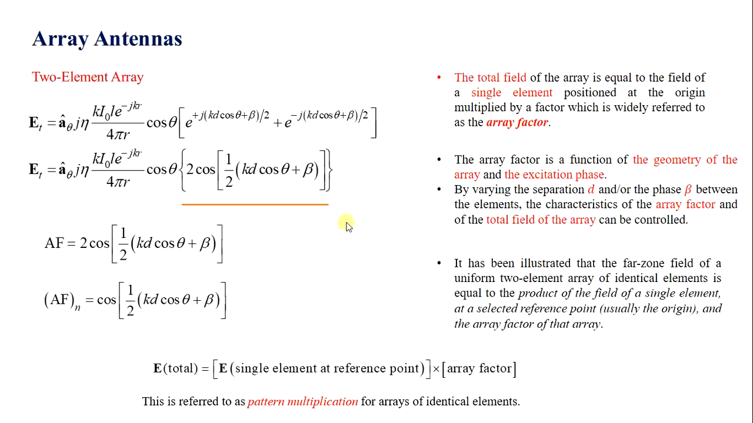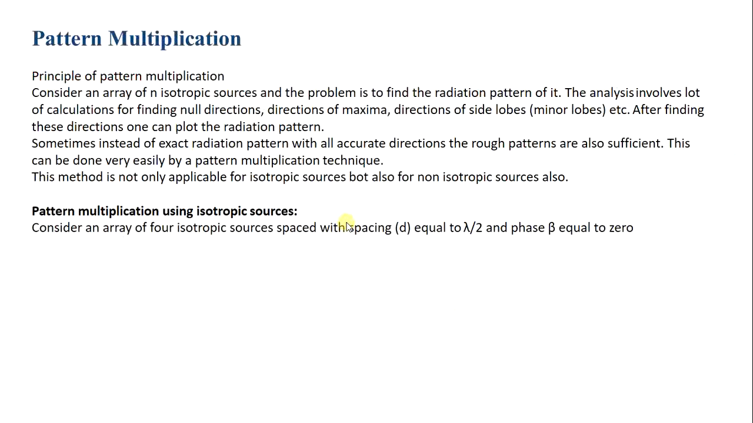Each array has its own array factor, and the array factor is a function of the number of elements, their geometrical arrangement, their magnitude, their relative phase and the spacing. Now we will see this concept of pattern multiplication in detail. The total field pattern of an array is the multiplication of the individual source pattern and the pattern of the array.